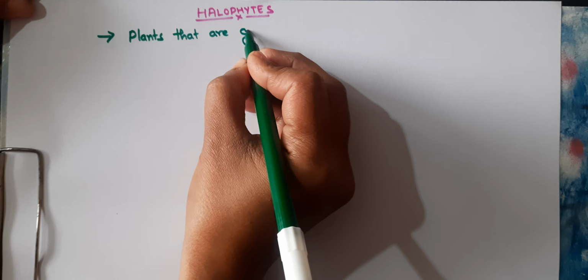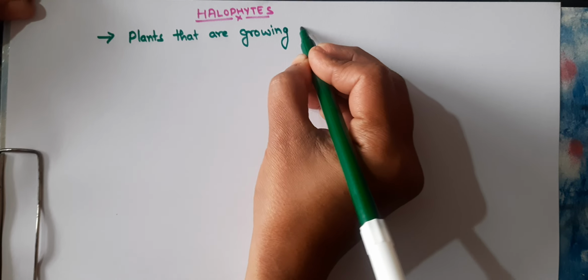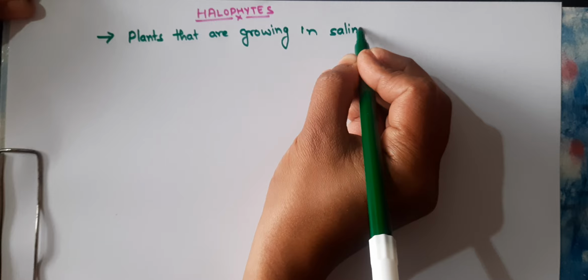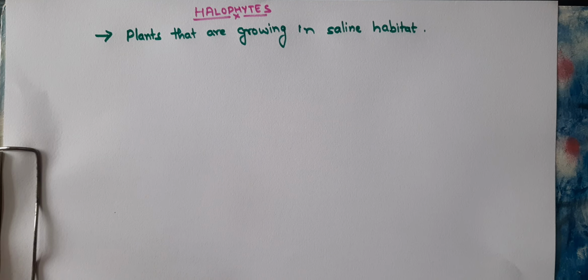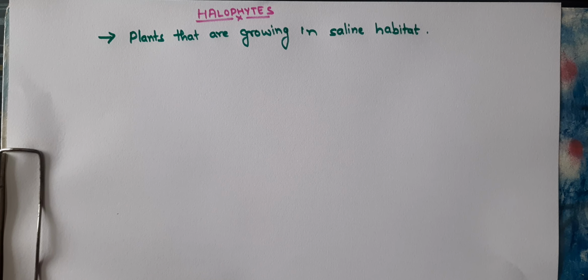So good morning everyone. Today in this video we are going to write and understand about the halophytes, and various characteristics of the plant groups. So what are halophytes? Phyte means plant, as we all know. Halo means saline condition. So plants that are growing in saline condition or saline habitat are known as halophytes. If in the examination they ask you about the definition of halophytes, those plants that are growing in saline habitat are known as halophytes.